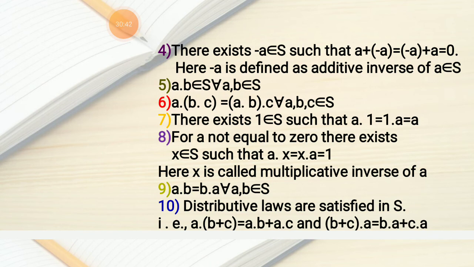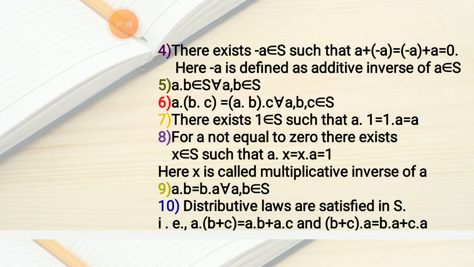The fifth one: a dot b belongs to S for all a, b belongs to S. This is called the dot satisfying the binary operation. Next, the sixth law: a dot (b dot c) equals (a dot b) dot c for all a, b, c belongs to S. This is called the associative law with respect to multiplication. Seventh, there exists 1 belongs to S such that a dot 1 equals 1 dot a equals a. This is called the identity law with respect to multiplication. Here 1 is called the identity.